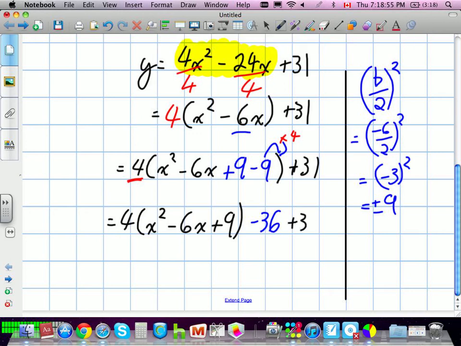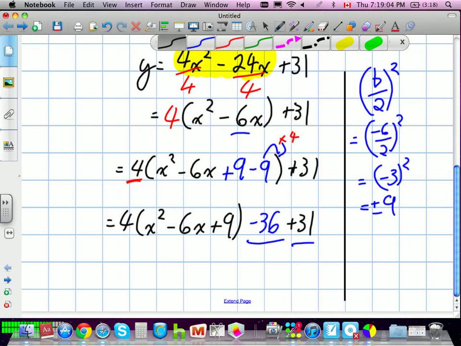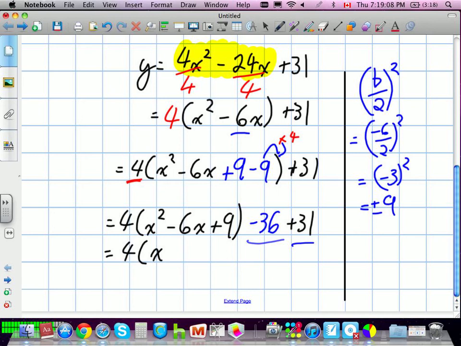Okay. Now, let's just equate what's on the outside here. Negative 36 and positive 31. What's that going to give us? Sorry? Oh, plus 31, negative 5? Yeah, that's right. So we have negative 5. Okay. Now, we're getting close to vertex form.